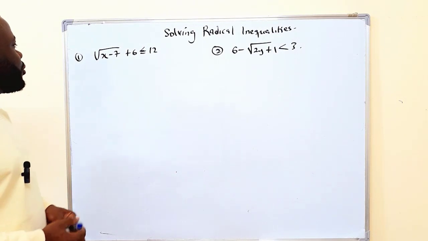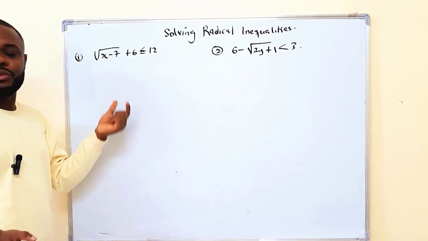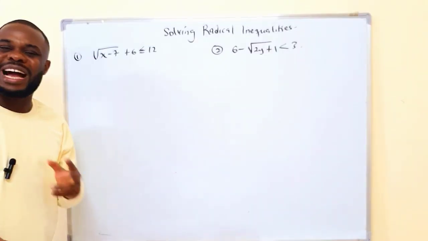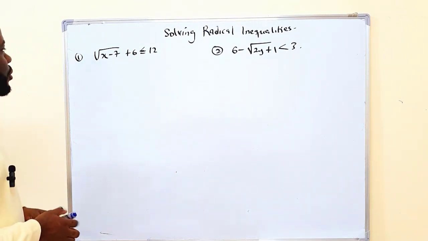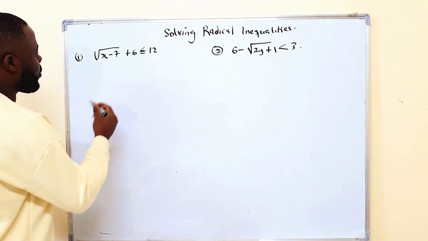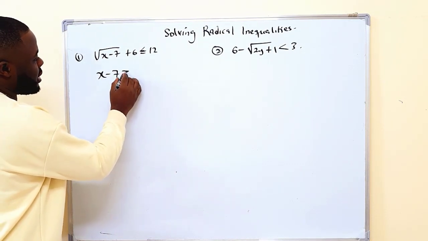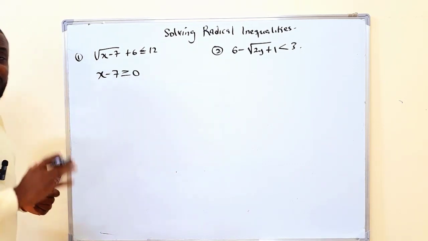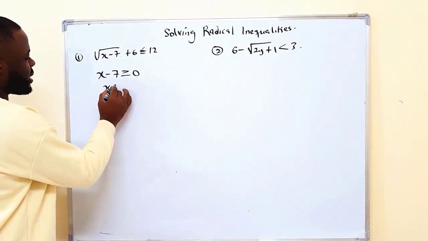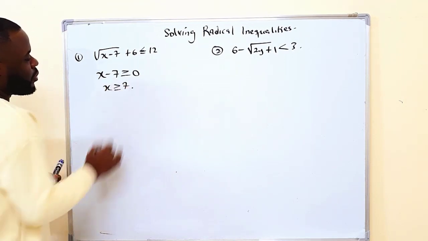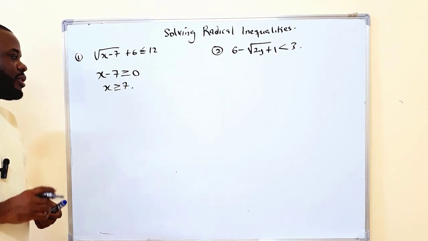So the first thing we need to do is, we know that in a square root function, the radicand of a square root function cannot be a negative number. So it should be greater than or equal to zero. What do I mean? We say x minus 7 is greater than or equal to zero, so x is greater than or equal to 7.